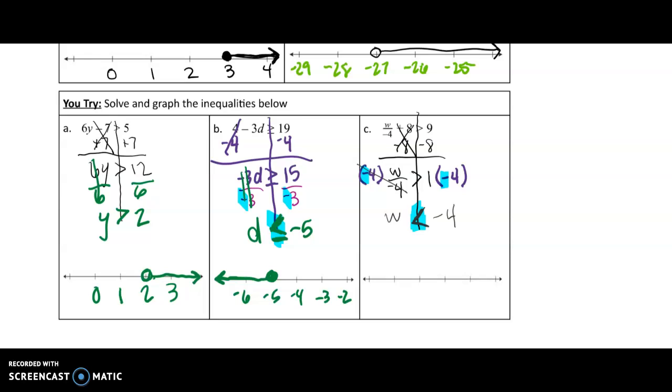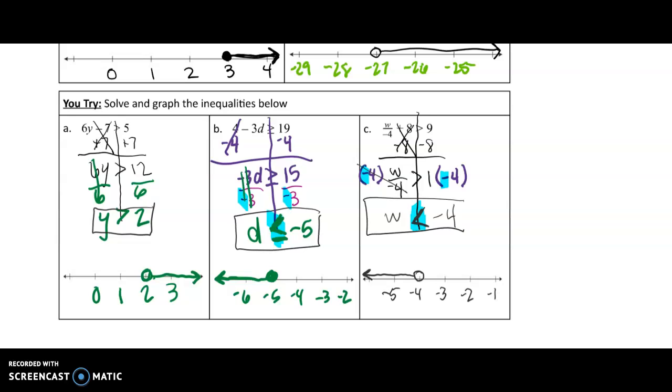And so I'm going to graph that. I have an open circle at negative 4, and it's less than negative 4, so it's everything to the left on the number line. And that's my graph. So on Big Ideas, you'll need to type in your answers, which I'm going to box in. And then I believe it's also going to ask you to graph them.